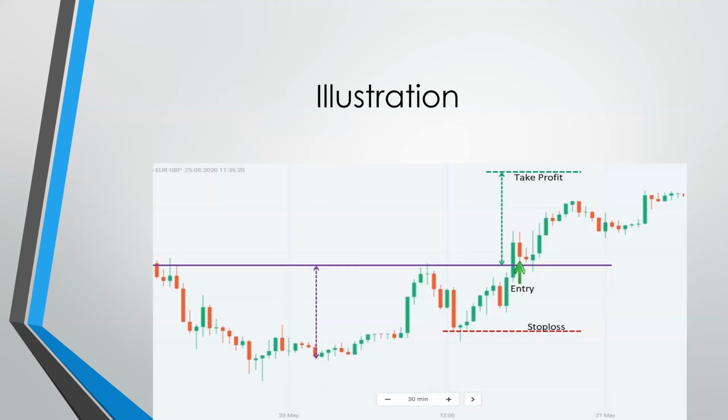Question? Does anybody have any questions? All right, since there is no question, let us move on. So this is our cup and handle pattern.